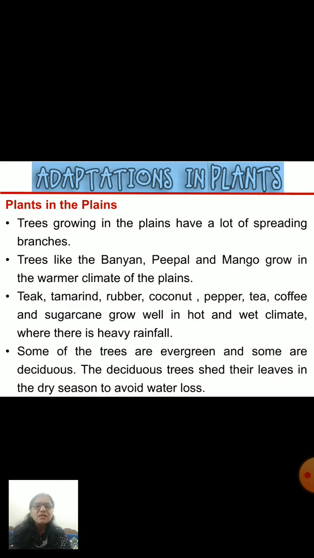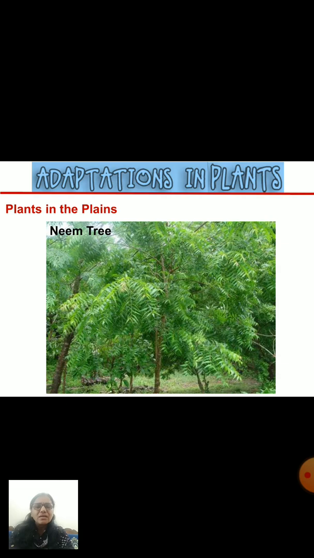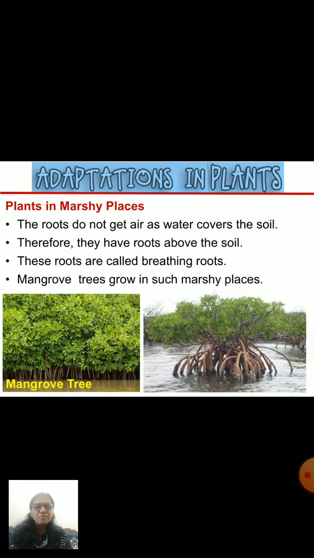So these are the plants in the plains. The deciduous trees in the hills shed their leaves in the winter to protect themselves from the cold. As you know, in hills it is very cold, right? So here the deciduous trees shed their leaves in the dry season to avoid water loss. Further, here are the pictures of the plants which grow in the plains, like mango. You can see the mango trees. Another is the neem tree. Here are the banyan trees. So these are all the plants in the plains.